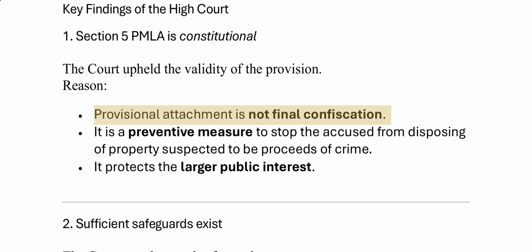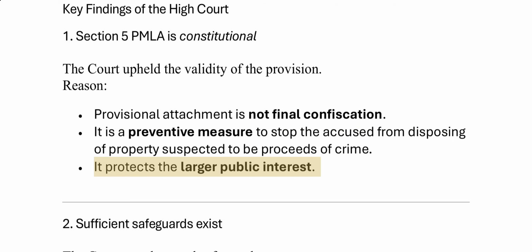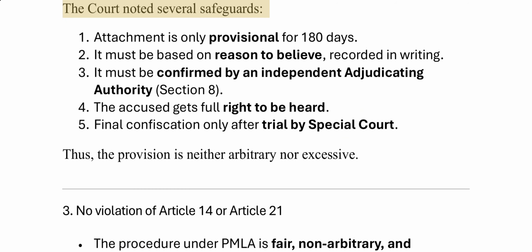Reason. Provisional attachment is not final confiscation. It is a preventive measure to stop the accused from disposing of property suspected to be proceeds of crime. It protects the larger public interest. 2. Sufficient safeguards exist. The court noted several safeguards. 1. Attachment is only provisional for 180 days. 2. It must be based on reason to believe, recorded in writing. 3. It must be confirmed by an independent adjudicating authority, Section 8. 4. The accused gets full right to be heard. 5. Final confiscation only after trial by special court. Thus, the provision is neither arbitrary nor excessive.